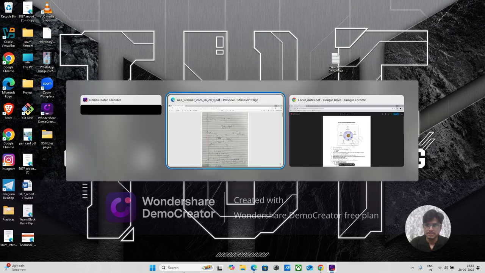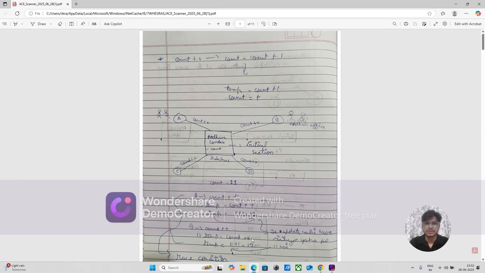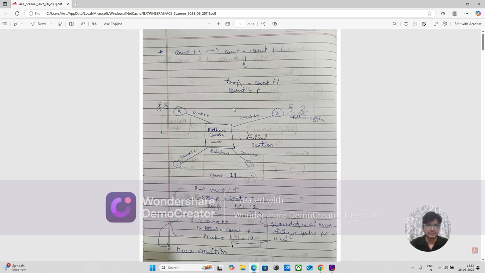So where is my notes? Okay. So if you see, when you are writing something like this code, count plus plus, what exactly happens? This count plus plus is stored in a temp. So it takes one variable, temp.